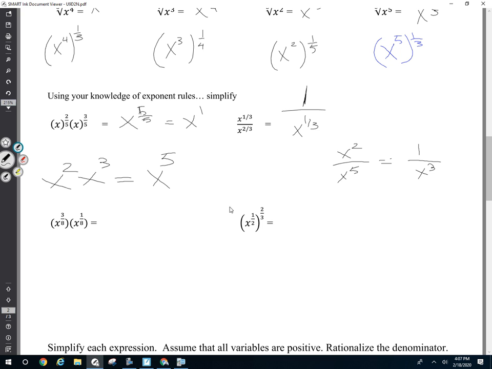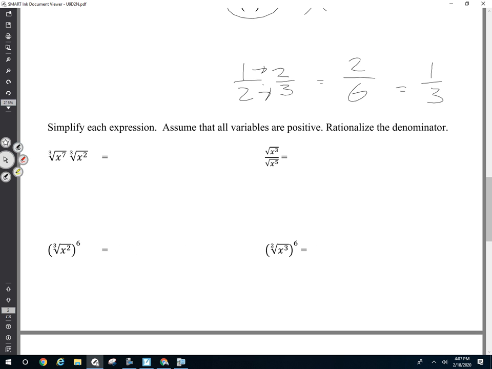What if I have 2 fractional powers, 1/2 and 2/3? Multiply. What's 1/2 times 2/3? Not sure? Use your calculator. One-third. This is just x to the 1/3. Don't be afraid of fractional powers, because all the rules are still the same. What I'm going to tell you to do, if I ask you to simplify this, is rewrite it so that you have fractions.